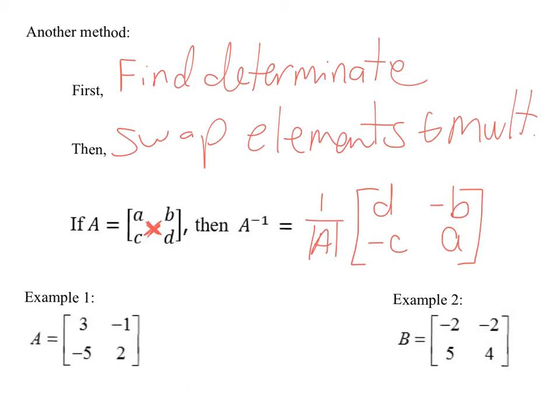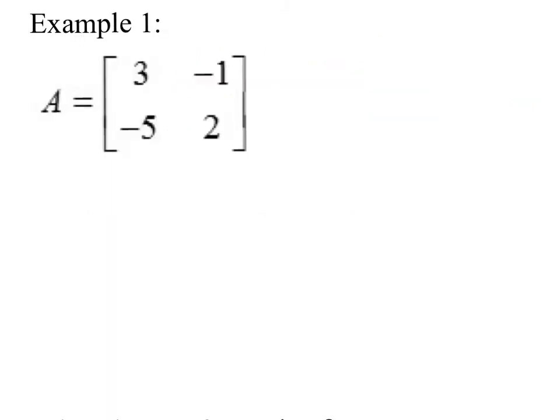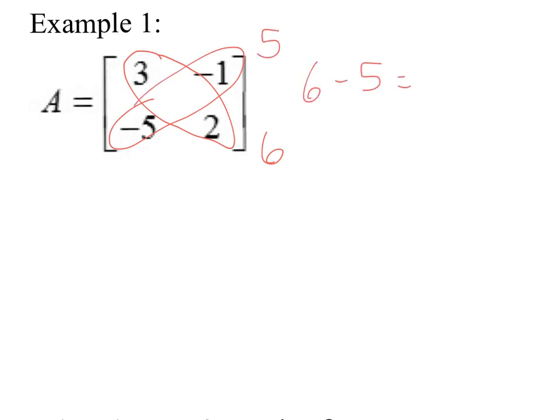Maybe try both of them in action. Okay? So first thing we have to do is find our determinant. So 3 times 2 is 6. 5 times -1 is -5, and 6 minus -5 is... in this case, the determinant is just 1, which is awesome. It makes our life very, very easy.